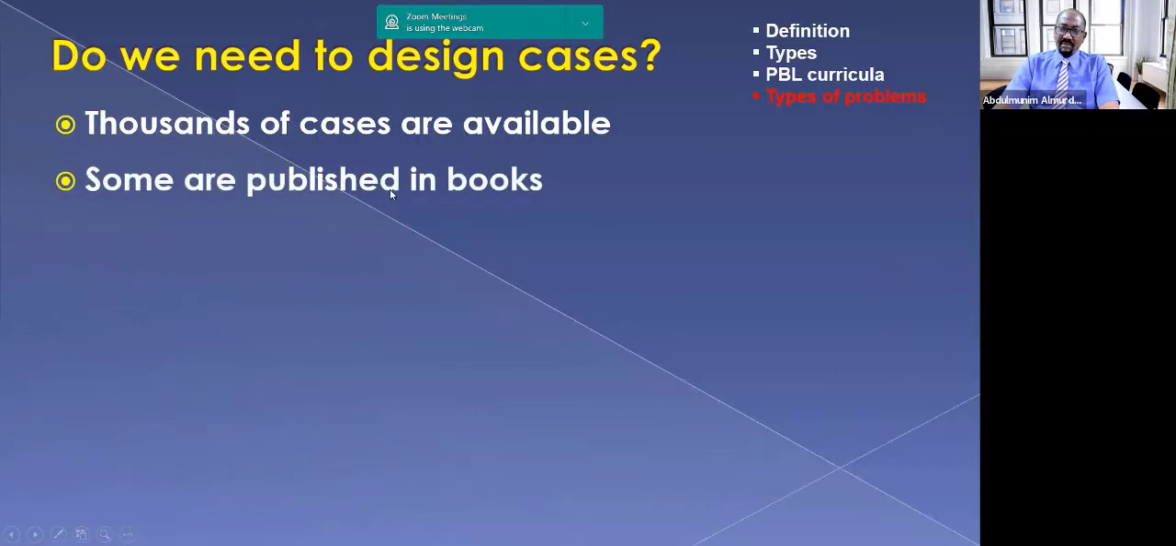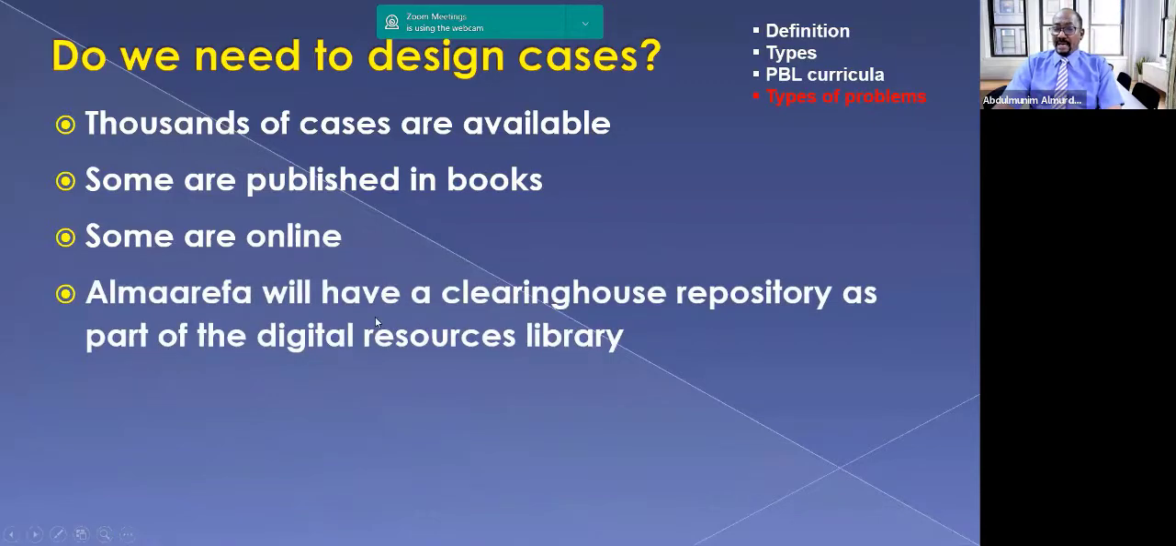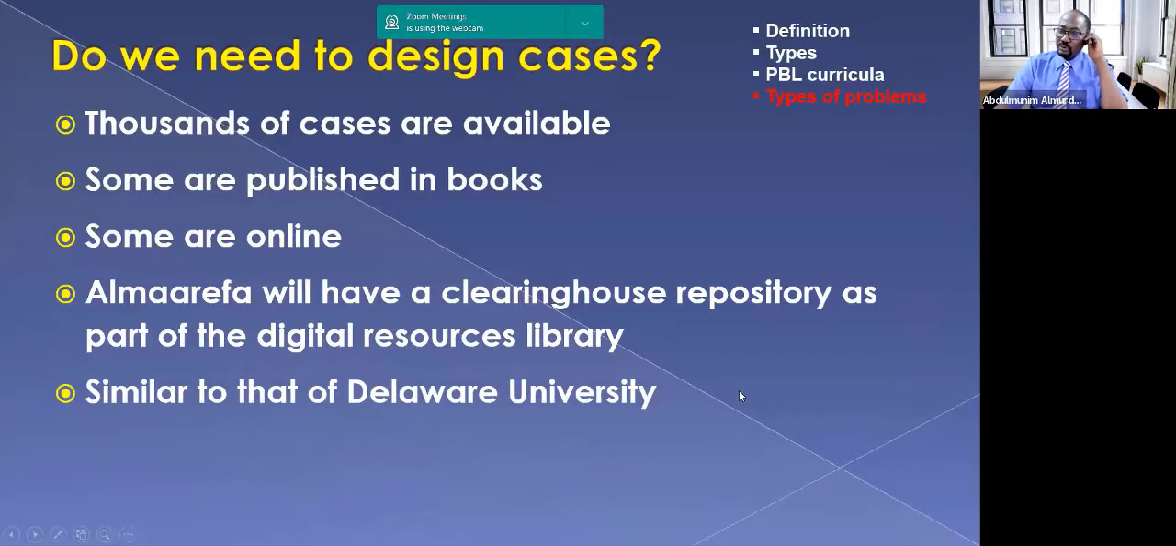But it is easier to get some of the problems published in books. And then some are also found online. And we in Al-Marifa are in the process of designing a digital resources library. Part of the library will be a clearinghouse repository. So we will provide you with thousands of cases, but you need to go through the cases and adapt and customize. There is more than one, but Delaware University has their clearinghouse repository, and they are offering them for everybody to use. So we are going to include them in our digital resources library.